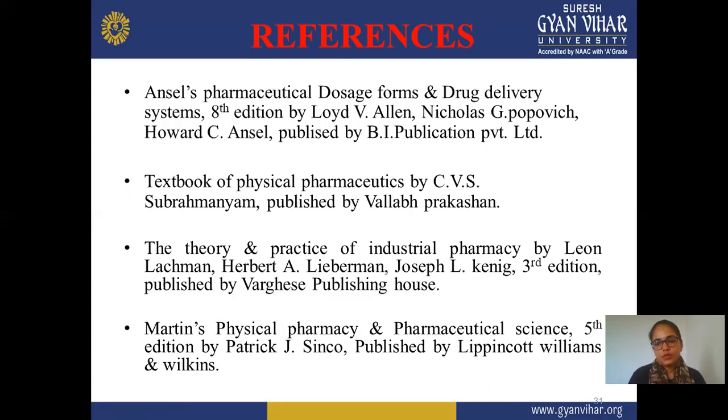Next is the reference part of this topic. In this reference part, first is Ansel's Pharmaceutical Dosage Forms and Drug Delivery Systems, 8th edition, by Loyd V. Allen, Nicholas G. Popovich, Howard C. Ansel, published by Wolters Kluwer Pvt. Limited. Second is Textbook of Physical Pharmaceutics by C.V.S. Subrahmanyam, published by Vallabh Prakashan. Next is The Theory and Practice of Industrial Pharmacy by Leon Lachman, Herbert Lieberman, Joseph L. Kanig, 3rd edition, published by Varghese Publishing House.